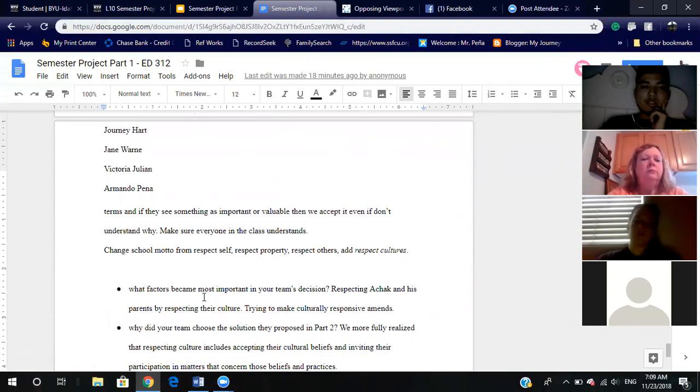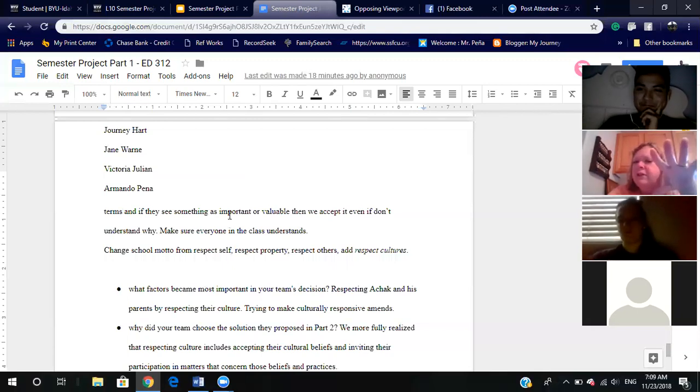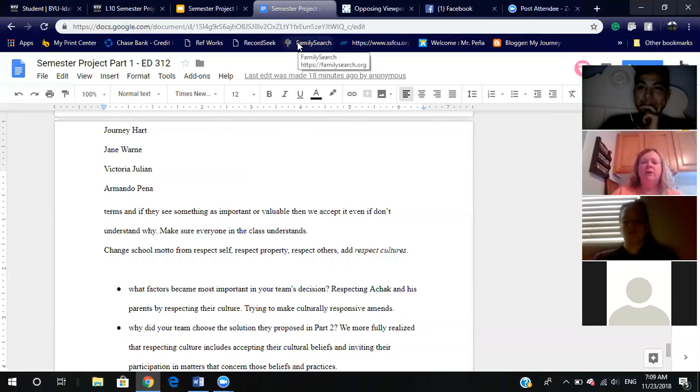And school change school motto from respect self, respect property, and respect others, and add respect cultures. That was Tori's motto for her school. I don't know exactly what it was, Tori, but whatever it was, add respect cultures in there too. I really like that. Yeah.